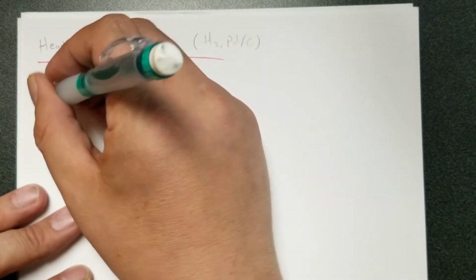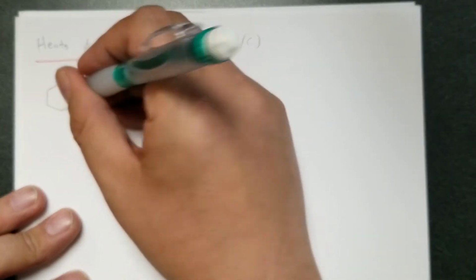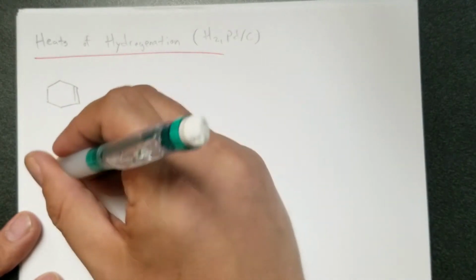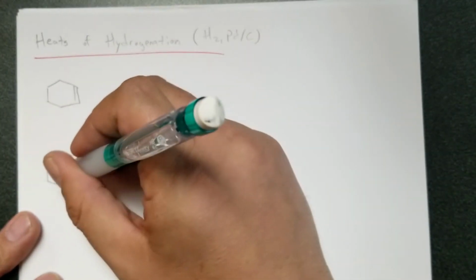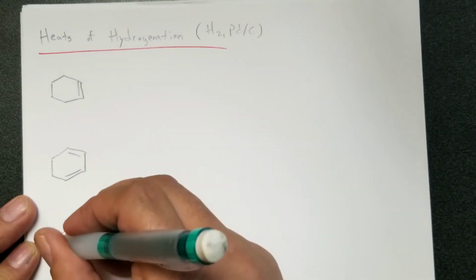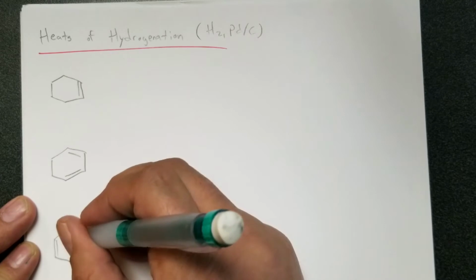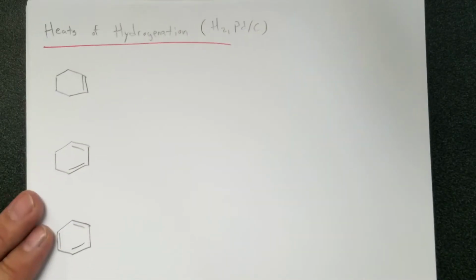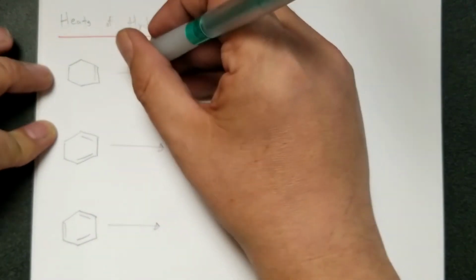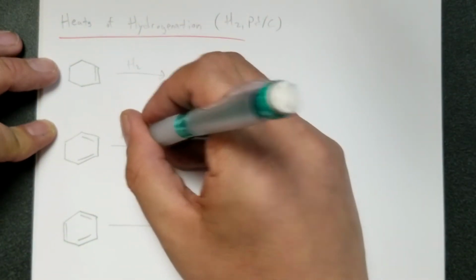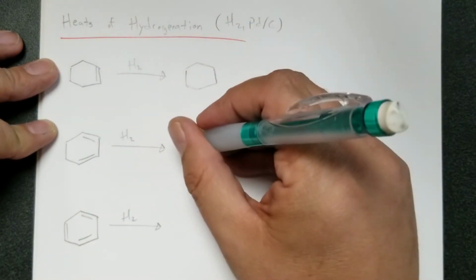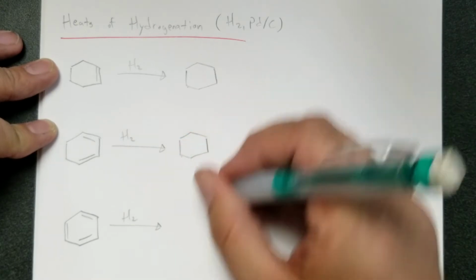So I have a couple things here to take a look at. We have a standard cyclohexene. We have one here that has two double bonds in conjugation. And then we have the last one, which has 3 double bonds and conjugation as well. So that's our benzene here. All of these are reacting with H2 and palladium. So H2, H2, H2, and then they're all going to give us the same product. Getting our hexagon practice today.